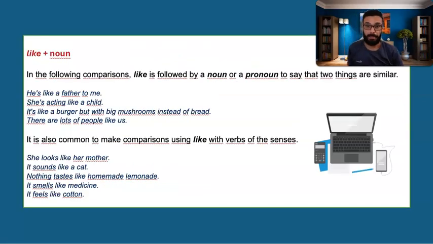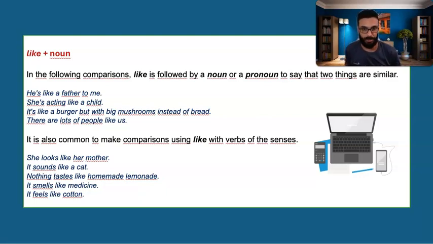Let's continue. When we use like plus noun, in the following comparisons, like is followed by a noun or a pronoun to say that two things are similar. Examples. He's like a father to me. I consider him as a father. She's acting like a child, although she's an adult, but she behaves like a child. So she is acting like a child. I'm comparing her to a child.